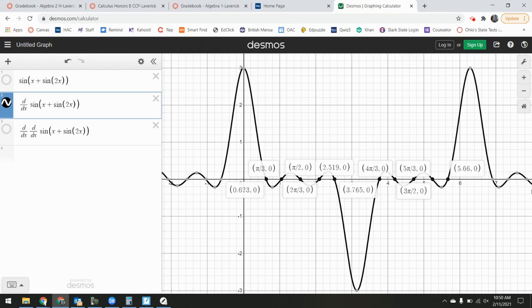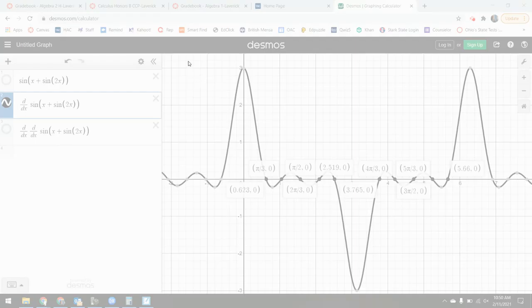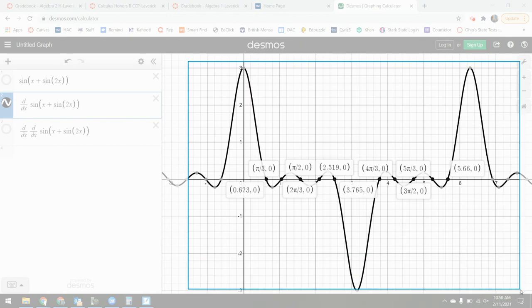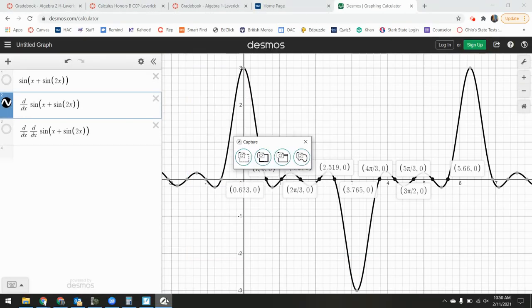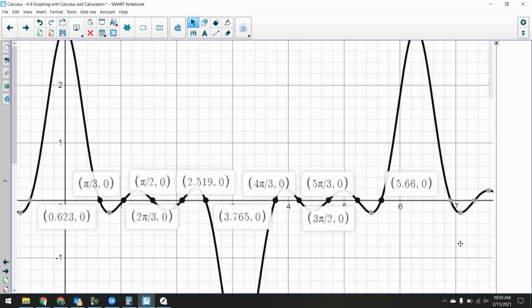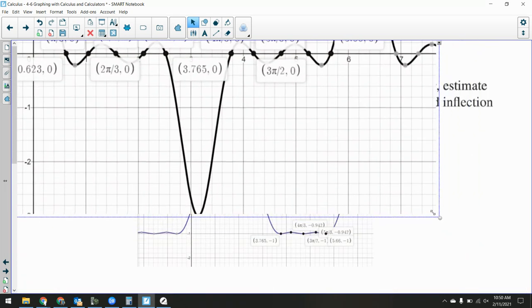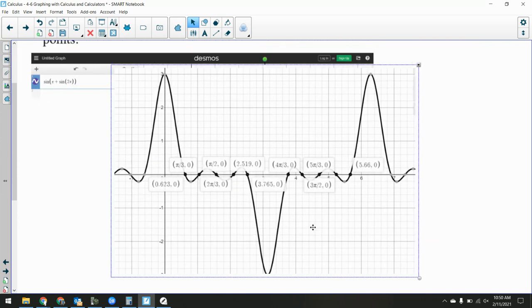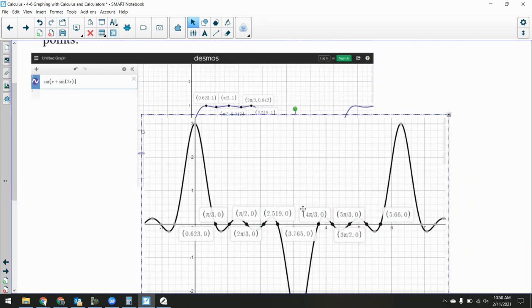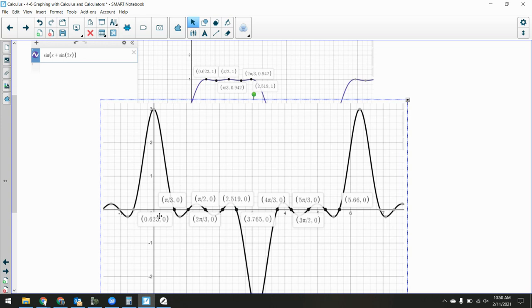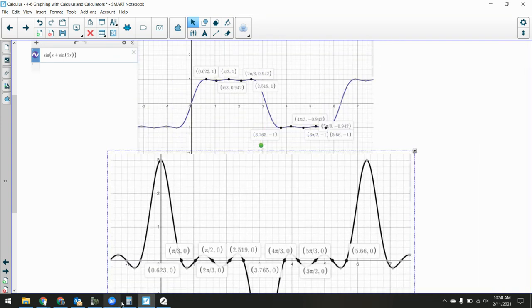And if I were to go in and see again, I'm going to screenshot this before I lose it. These come in so big when I do that. Take a look at the x values. Look at how they're matching up. 0.623, 0.623, pi over 2, pi over 2. Oh, I missed that one. Pi over 3, pi over 3, pi over 2, pi over 2. They're all the same, 2 pi over 3. Even this 2.519. Okay, those are all matching up.